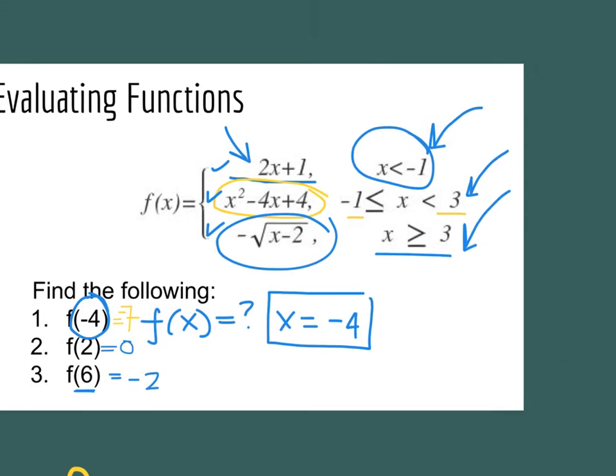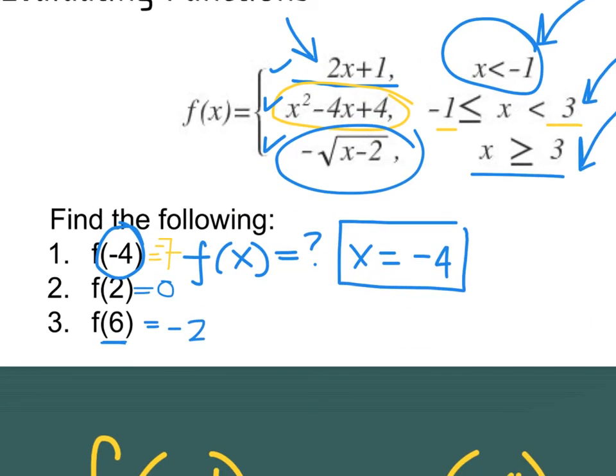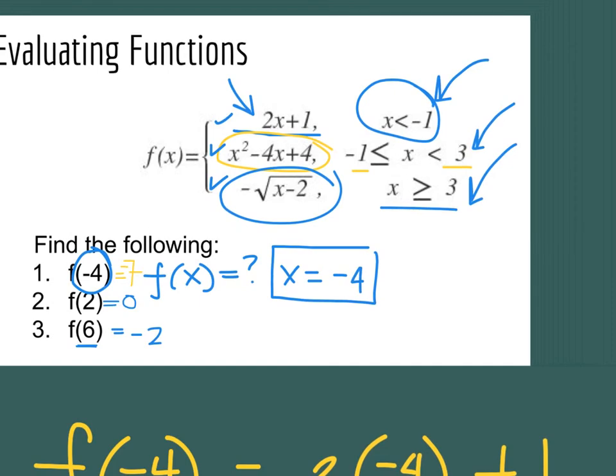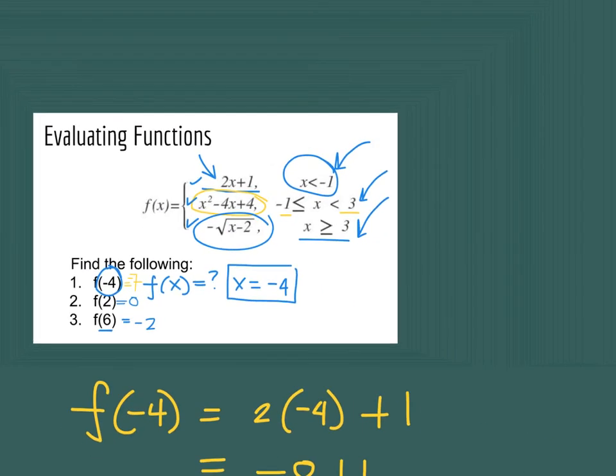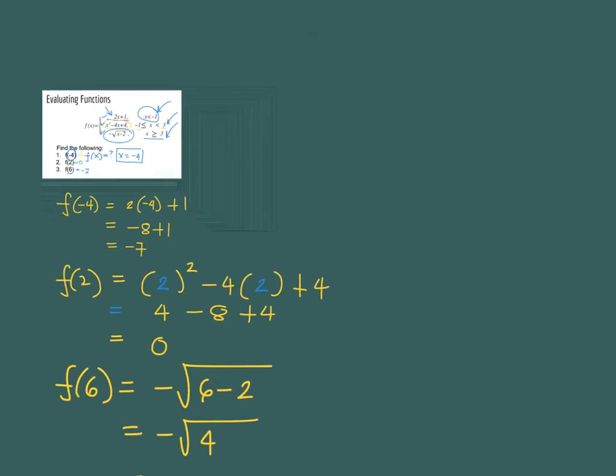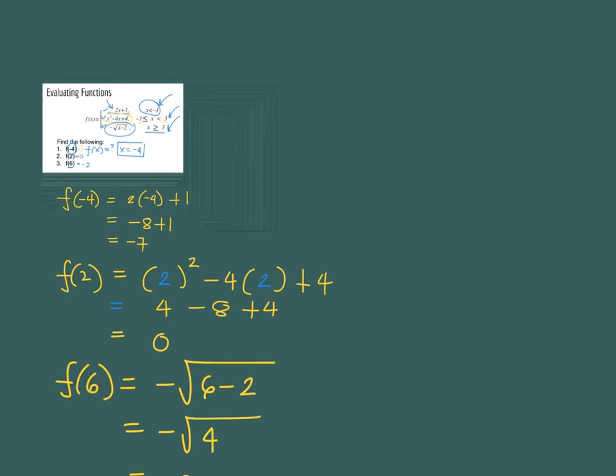And same with what we had in f of 6, and that is we chose the last expression because 6 is bigger than or equal to 3. Okay, so I hope you know now how to evaluate functions given a piecewise function.